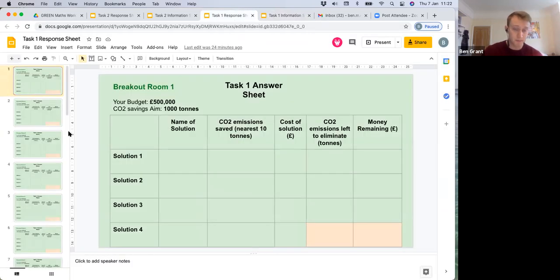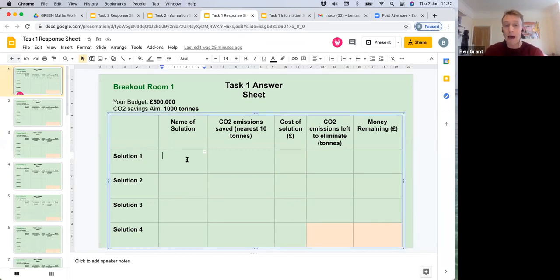So what you're going to do is go over to this response sheet. And as a group, you're going to fill in this response sheet. Now, if you get put into breakout room number one, you're going to work on slide number one, breakout room two, slide number two, etc. And what you're going to do is decide which of these solutions you think you should buy to reduce your school's carbon emissions by as much as possible.